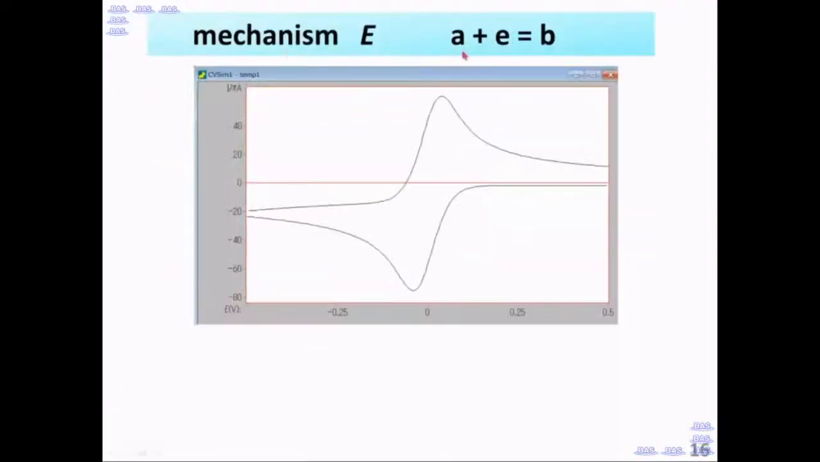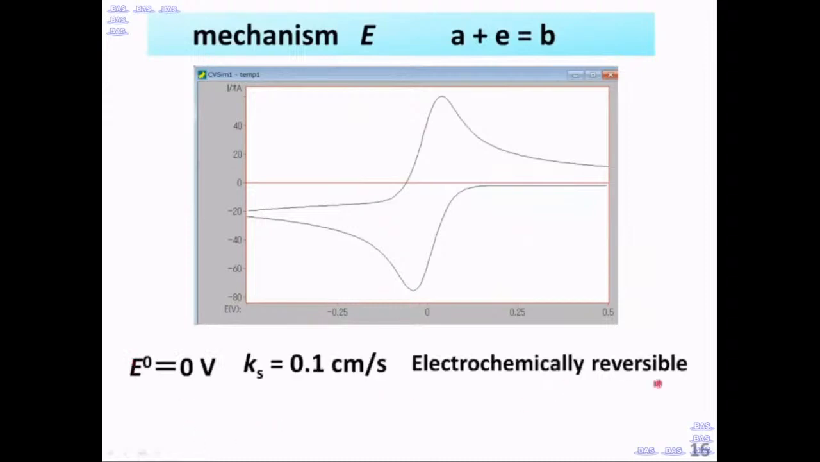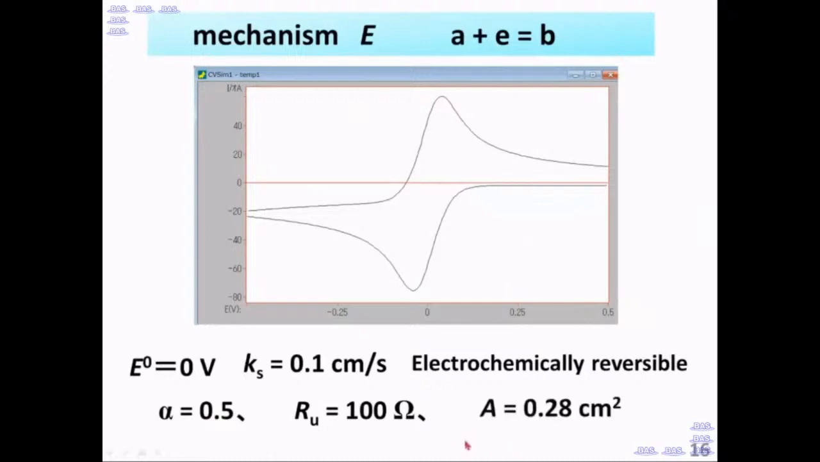Mechanism E, A is reduced to B, a heterogeneous redox point, electrochemically reversible, alpha is 0.5, Ru, uncompensated resistance, is 100 ohm. Electrode area. This is the simulation profile for these parameters.